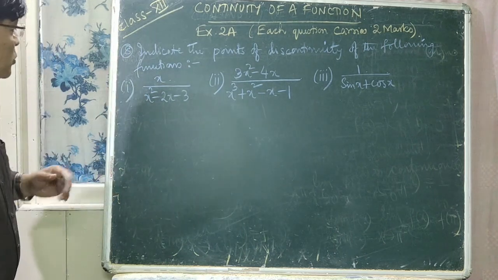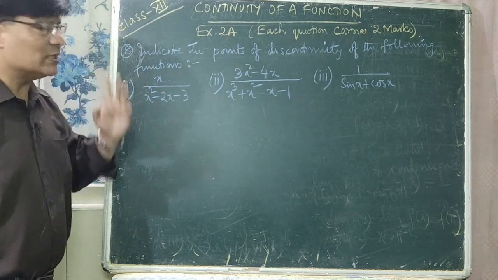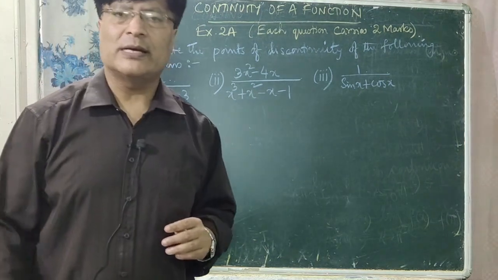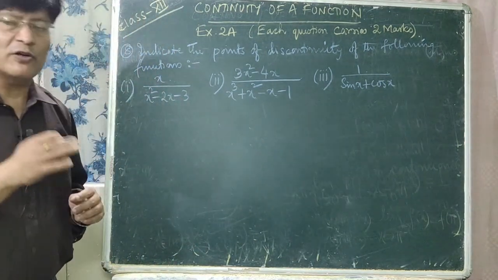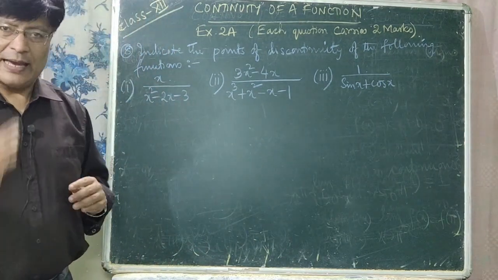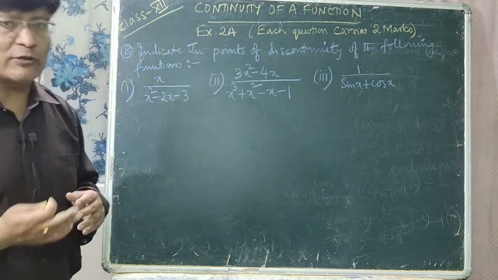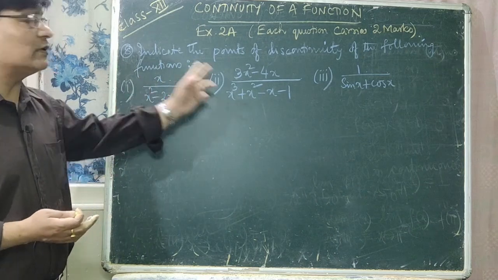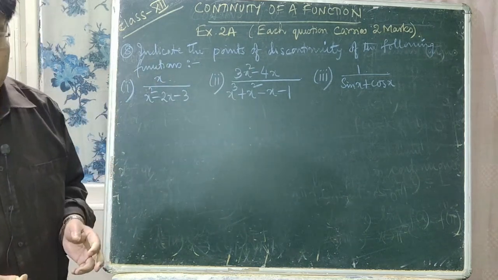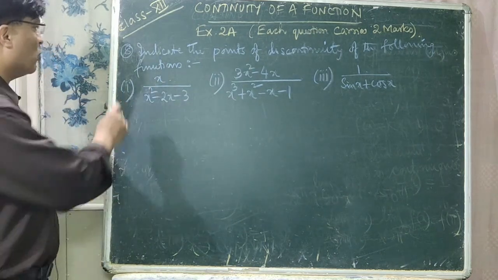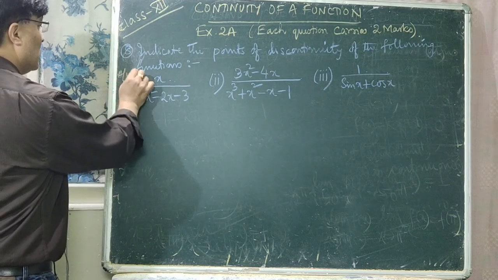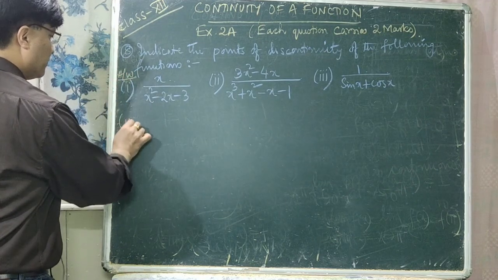Okay. So in this case, point of discontinuity means at which value of x the function is undefined. You have to find out those values of x for which the given 3 functions are undefined. Okay. So number 1 will be homework. So let's do number 2 now.